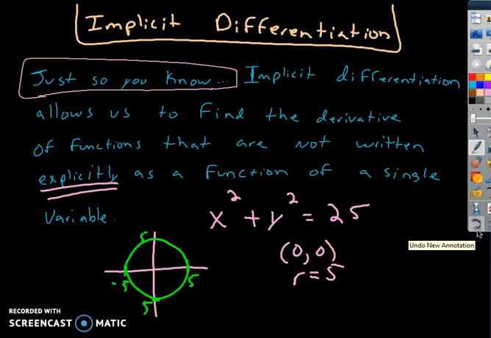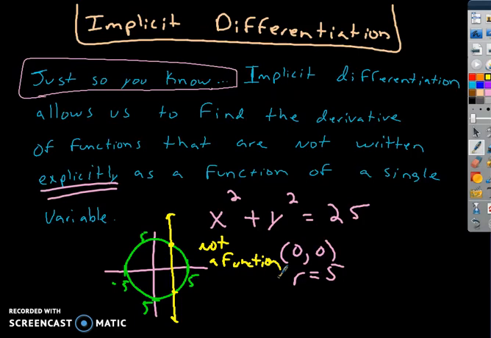And basically, it's not a function because it doesn't pass the vertical line test. If I took a vertical line and placed it on this graph here, it would touch it in 2 places. Because it touches in 2 places, it's not a function. A function has to pass the vertical line test: you put a vertical line on it, and it has to touch it in 1 place.